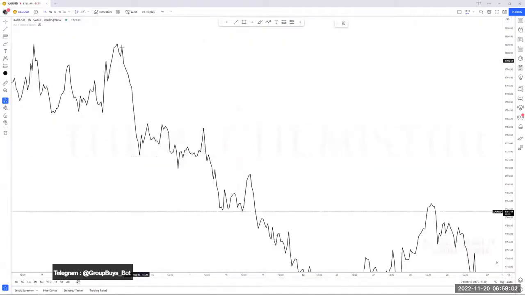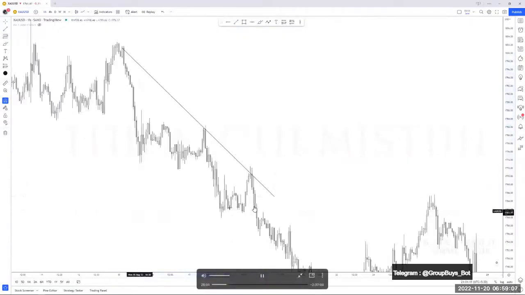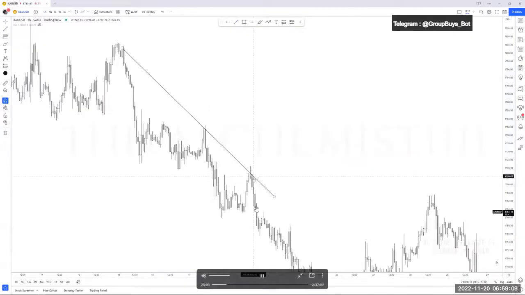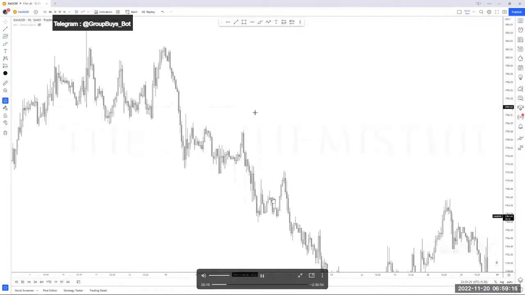So we're going to use a trend line, right? First touch, second touch, third touch can be our entry. Taps, see, even in here, taps, and then it starts to drop. I'll show you another one.